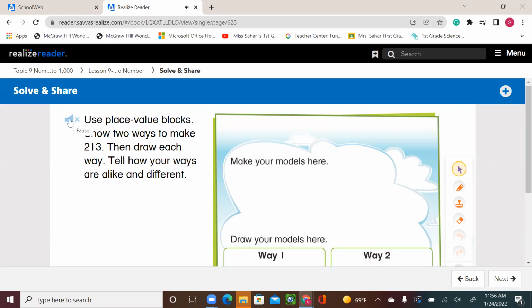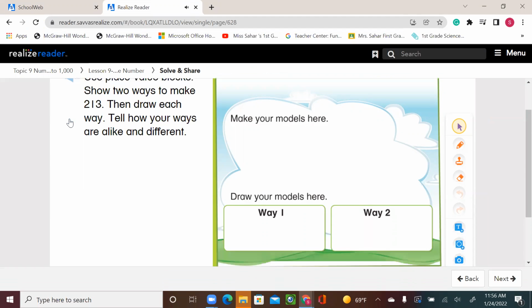Use place value blocks. Show 2 ways to make 213. Then draw each way. Tell how your ways are alike and different. All right, in the previous lesson, we learned about expanded form, word form, and standard form. Let's see what we have today.